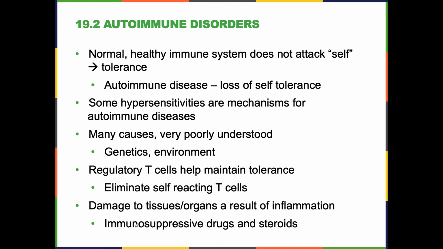But there's definitely some sort of process that is maintained to help prevent loss of self-tolerance after our T cells and B cells have matured, right? And then ultimately, when you do have some sort of autoimmune disorder, it's going to be some sort of damage to tissue as a result of inflammation.